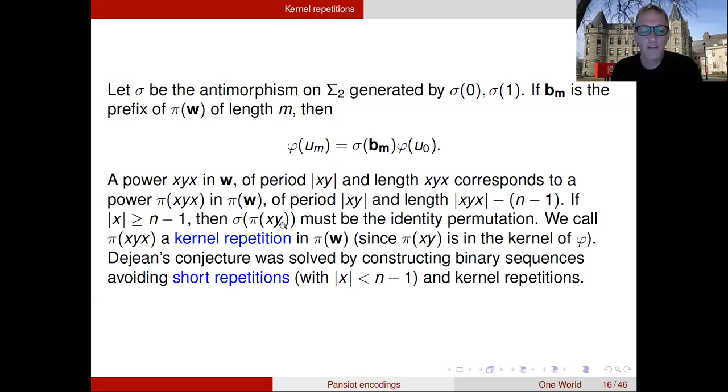Now there is a caveat, because the way that I set up these permutations, these were set up for factors of length n minus 1. So I need x to be long enough to begin with a factor of length n minus 1. And then we have this idea of kernel repetitions and short repetitions. And so ever since Pansiot and Moulin-Ollagnier, this is how we've been thinking about Dejean's conjecture.